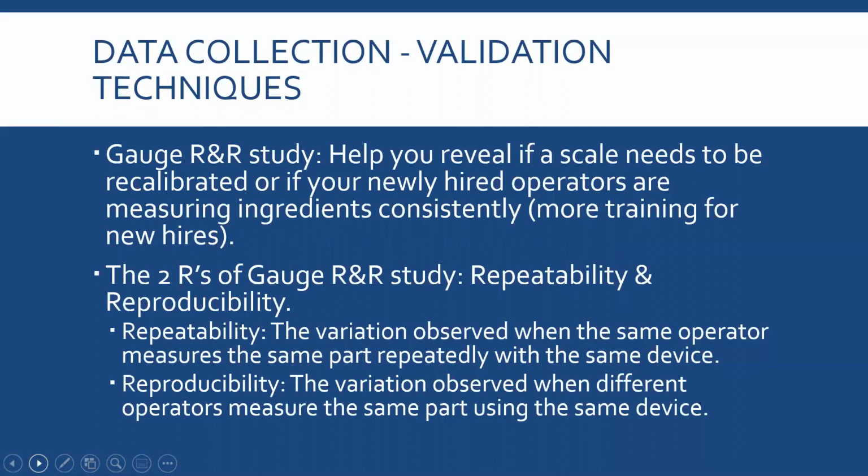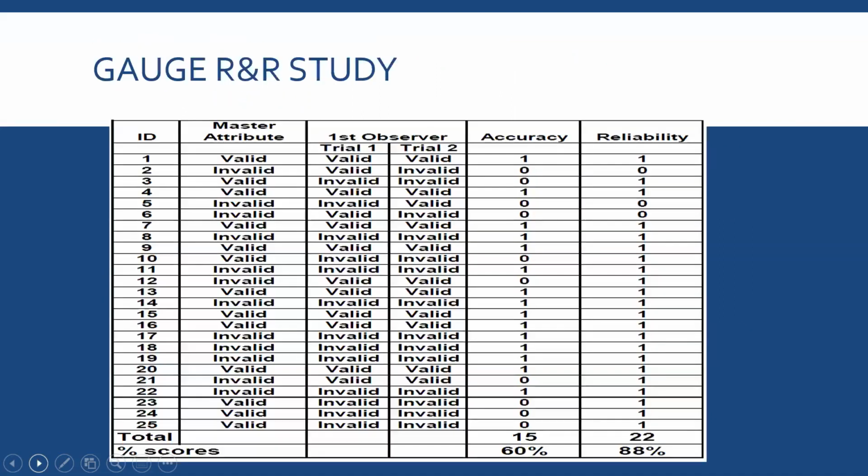Again, repeatability is the variation observed when the same operator measures the same part repeatedly with the same device. Reproducibility is the variation observed when different operators measure the same part using the same device. Let me give you an example.